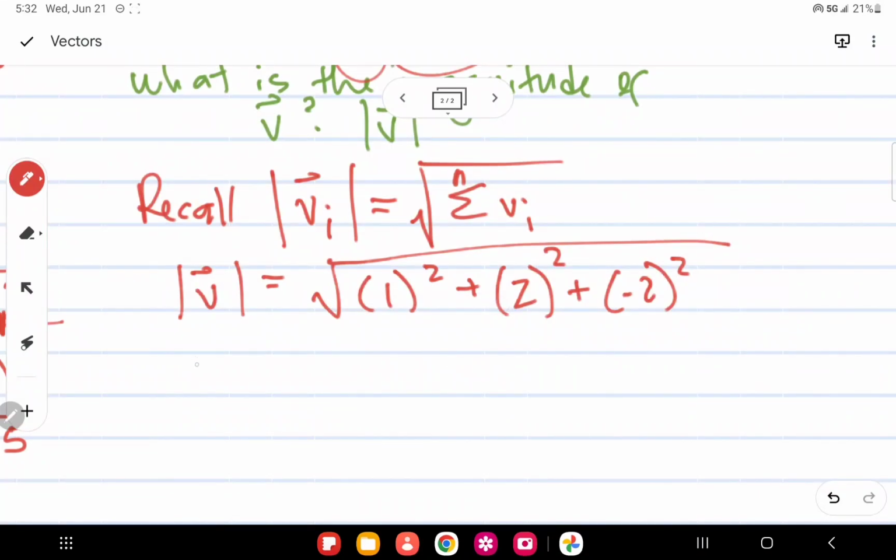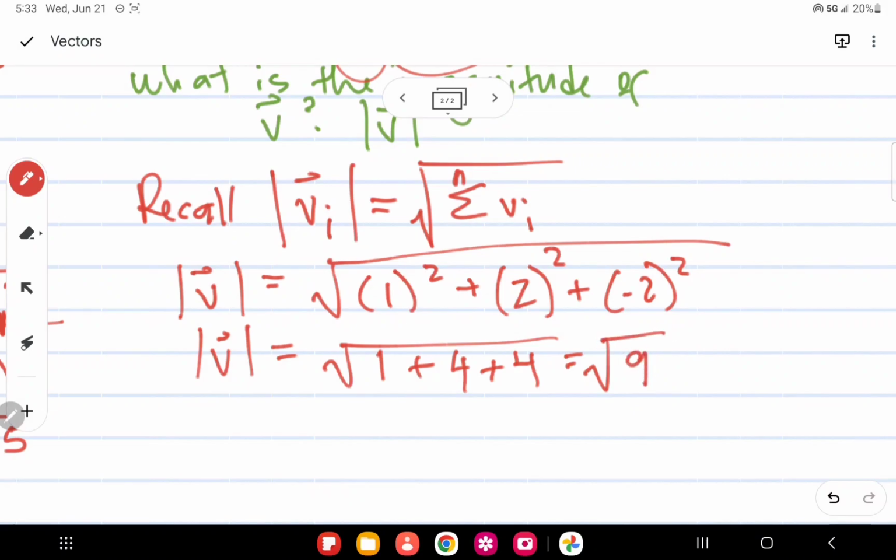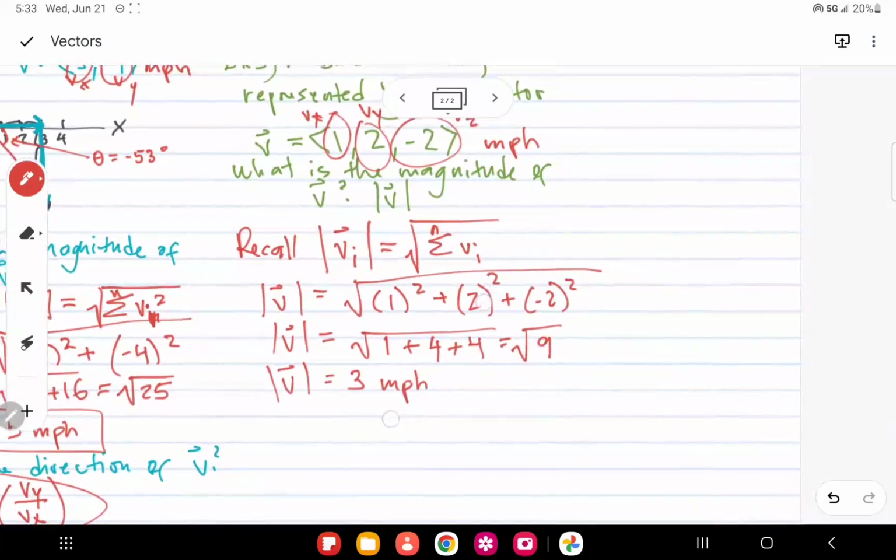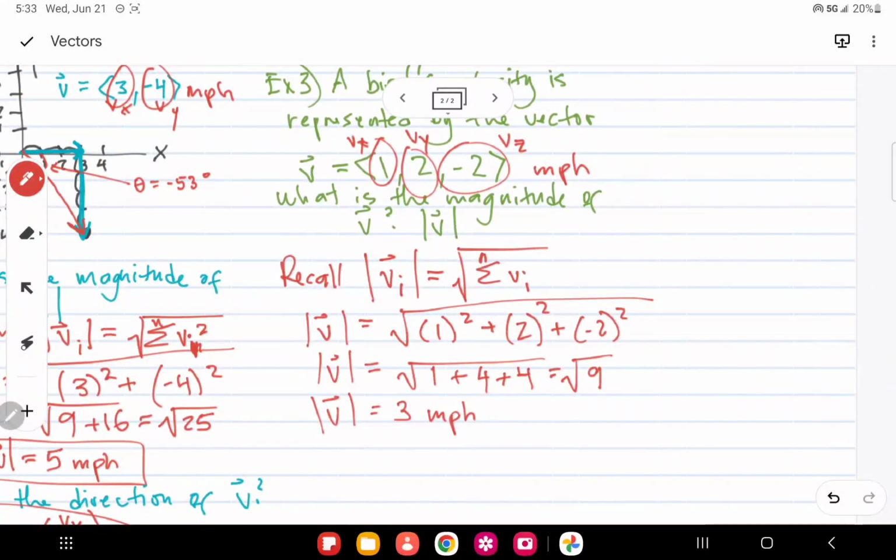Okay, so now let's reduce that. 1 squared is just 1, 2 squared is just 4. -2 squared, -2 times -2 is a positive, and positive 4. So that is what we have. You add all those 3 numbers, 1 plus 4 plus 4, that would be 9. Hence, the square root of 9 is 3. Therefore, the magnitude of vector v of the bird's velocity would be 3 miles per hour.